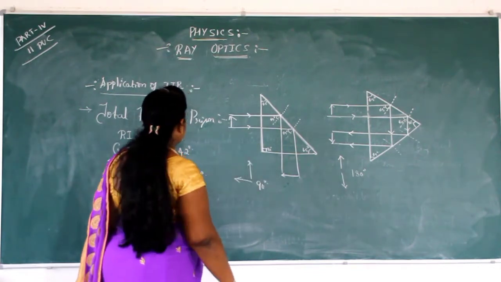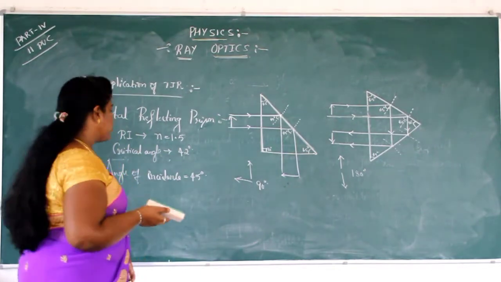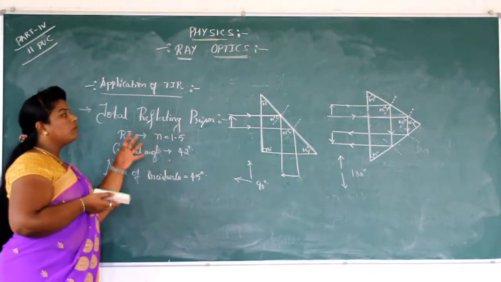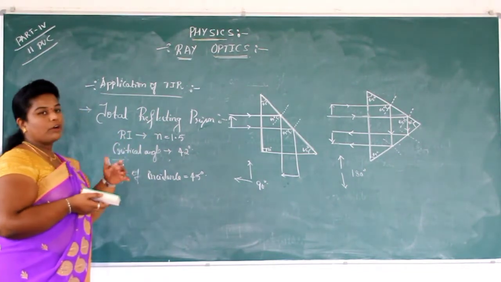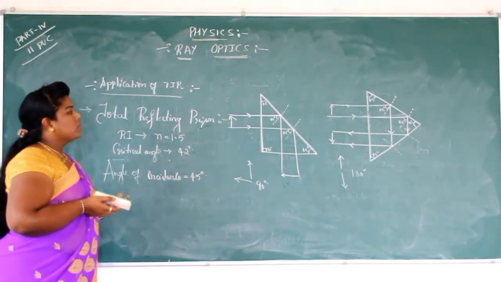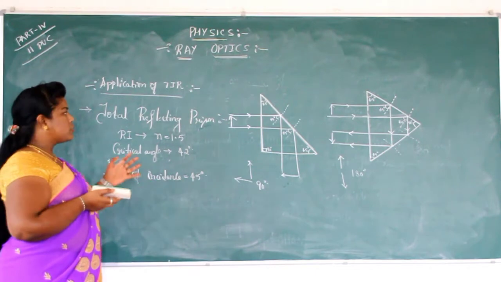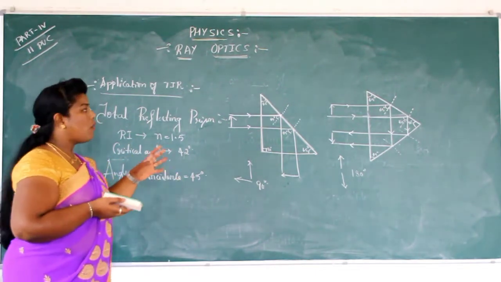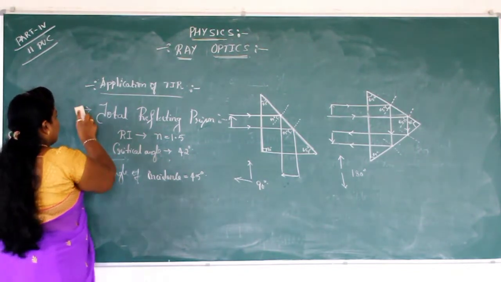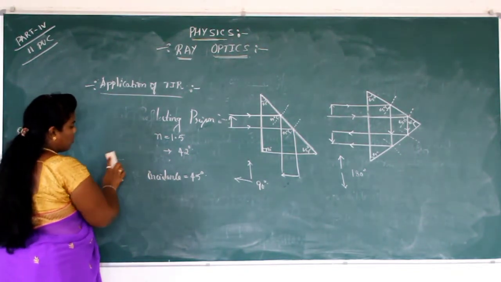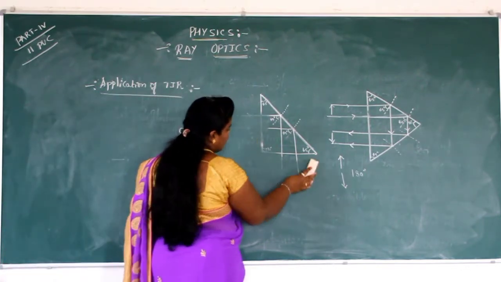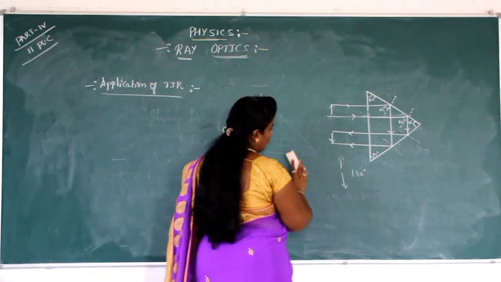So yes, this is how the two reflecting prisms work, my dear students. This is the mechanism by which total reflecting prisms invert the image of an object, and also reflect the total incident ray of light back into the same medium. One thing we should note is that the angle of incidence should be greater than the critical angle. That is 45 degree; the critical angle is 42 degree. Hope you got this diagram.